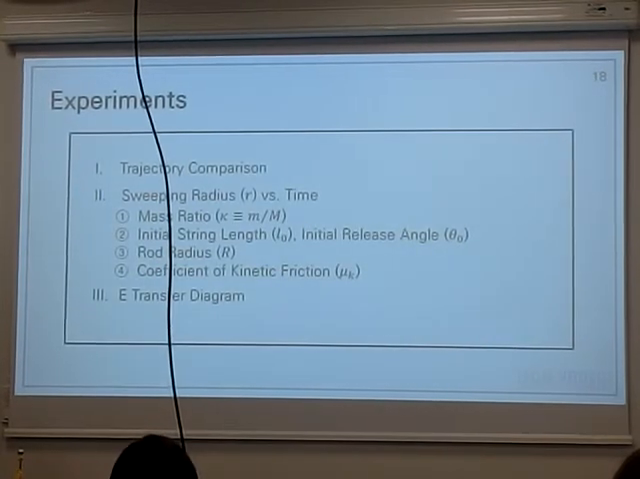First, the experiments can be divided into three main parts. First, we compare the trajectory between our theoretical simulation and our experimental data. And in the second section, we will compare the sweeping radius versus height mass by varying these initial parameters and observing the effect of each parameter on the motion. Third, we will draw an energy transfer diagram which will clearly show the energy transfer between the heavy load and the light load with respect to time.